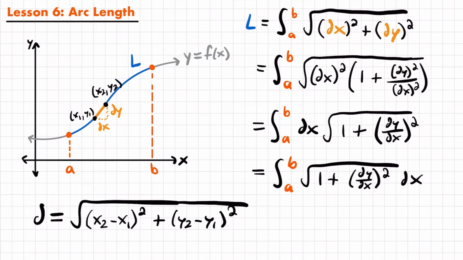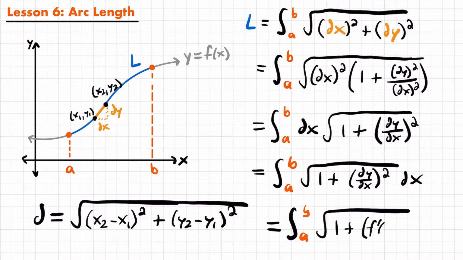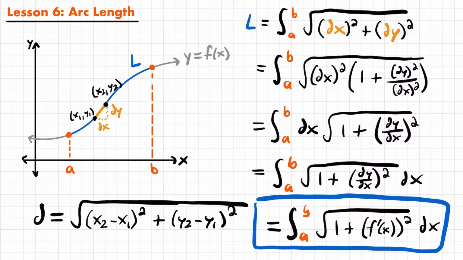And so we could also rewrite this formula to be equal to the integral from a to b of the square root of 1 plus f prime of x squared times dx. And so this right here is what you will typically see as the formula for calculating the arc length of a function f of x from a to b using a definite integral. All right, so if your function is given to you in terms of x, and you want to determine the arc length between two values of x, this is the formula you want to use.